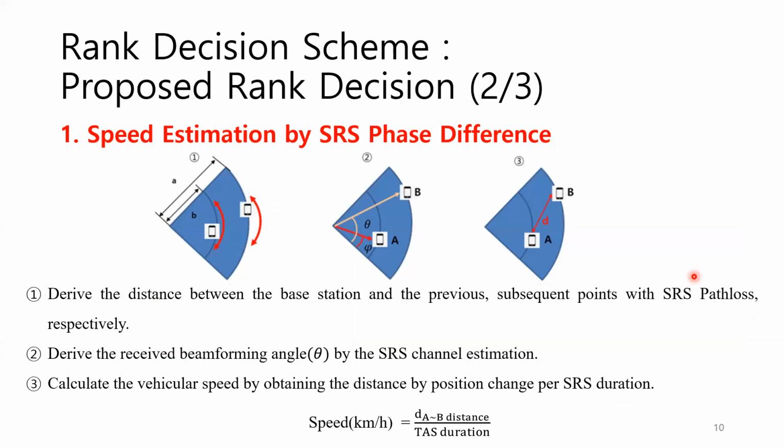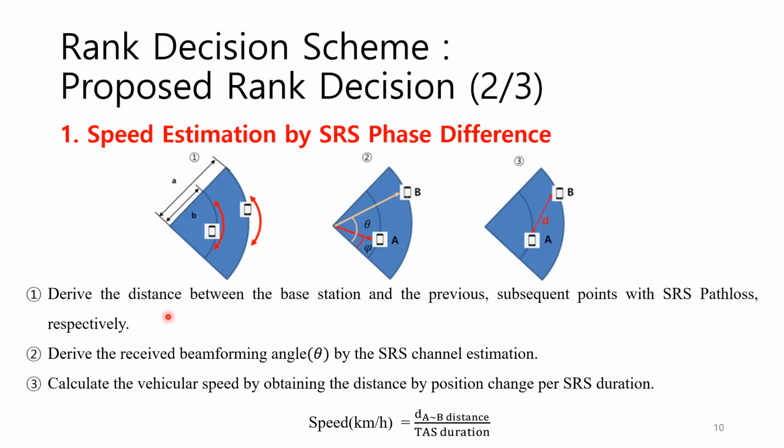The first process is the estimation of vehicular speed. The first process is speed estimation by SRS phase difference. So we estimate the vehicular speed by obtaining the difference between beamforming phase values and solving the distance by the path loss estimated by the omni SRS. SRS means sounding reference signal. It is a kind of reference signal.